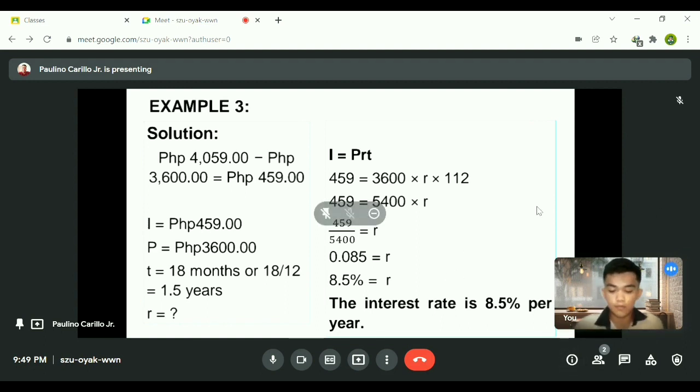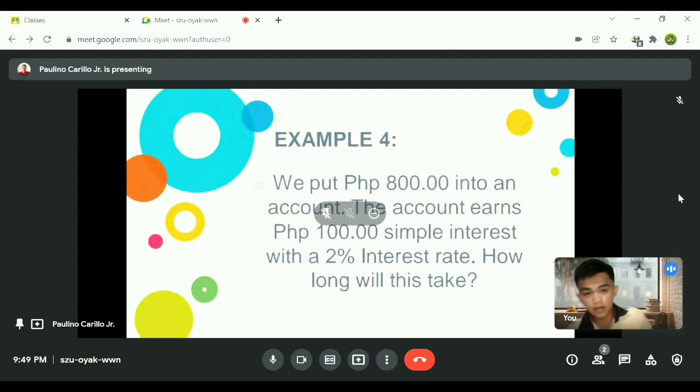Let's have example number 4. And here I will give you more examples so that you can understand our lesson. So example number 4, we put 800 into an account. The account earns 100 pesos simple interest with a 2% interest rate. Now, how long will it take? If you find this problem complicated, just read it again so that you can understand.